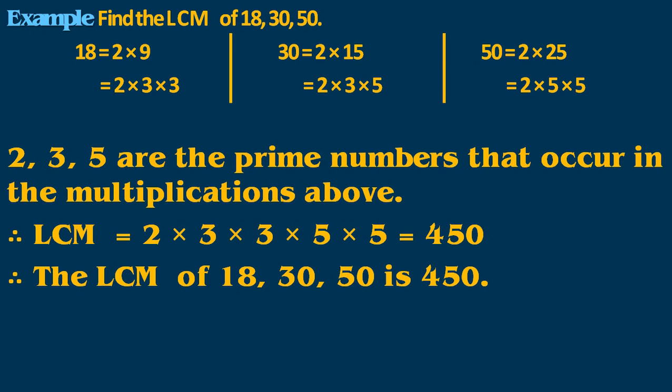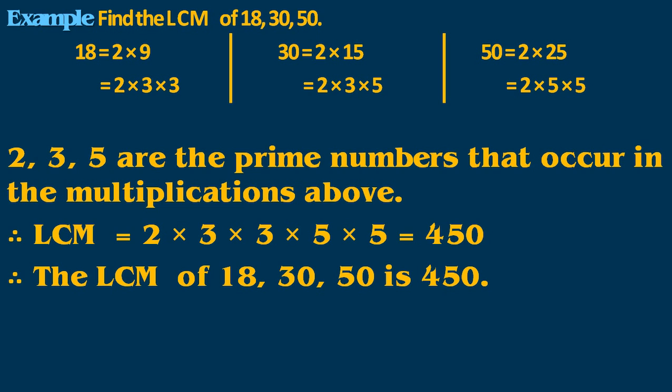Another example to drill in how LCM works out. Find the LCM of 18, 30 and 50. 18 can be written as 2 into 9, which can be written as 2 into 3 into 3. 30, 2 into 15, which can be further written as 2 into 3 into 5. 50 can be written as 2 into 25, which further can be written as 2 into 5 into 5.